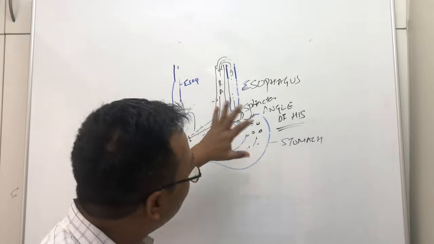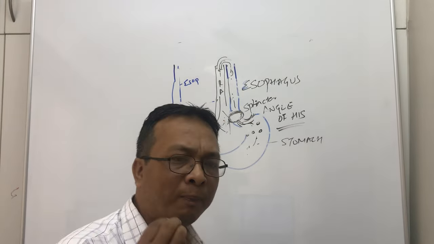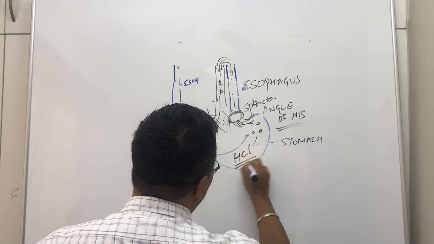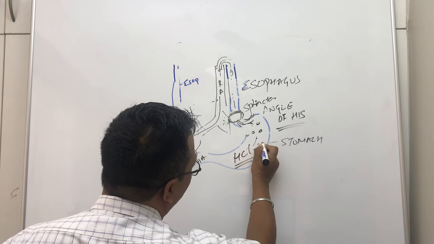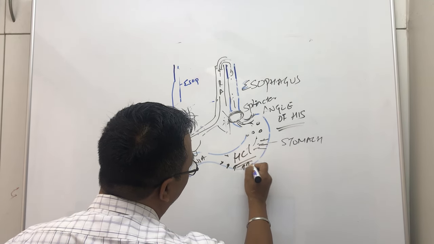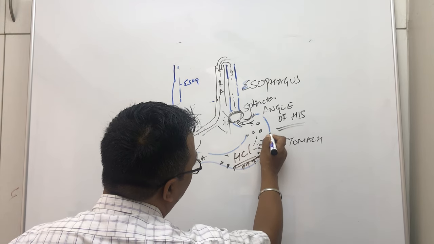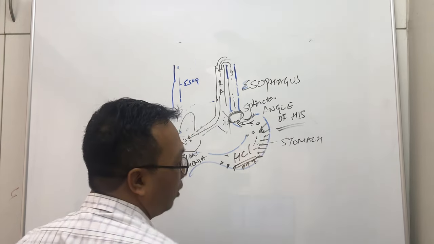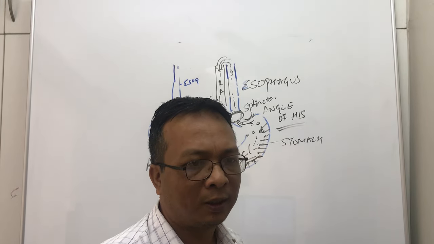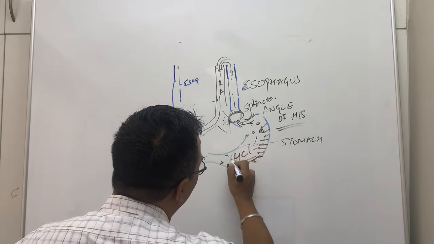No. Now we know in the stomach a heavy, powerful acid is secreted, called hydrochloric acid. In the stomach lining, it secretes hydrochloric acid. This hydrochloric acid is so strong that it can digest bones. It can digest all the tough food particles. It breaks down the food particles into pieces. It chops it. So we need this hydrochloric acid.